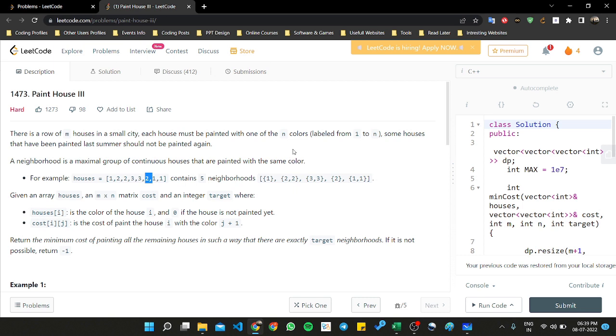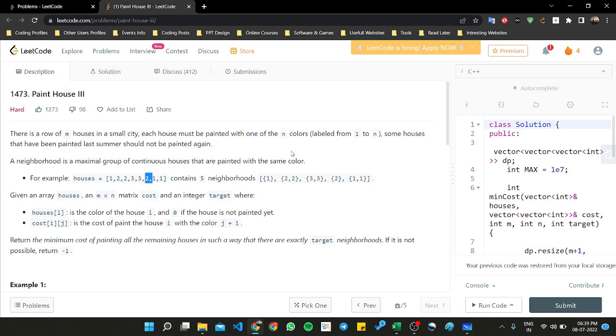In this problem, there are M houses arranged in a row in a small city, and each house must be painted with one of the N colors. Colors are labeled from 1 to N. Some houses are already painted. We don't want to paint those houses again, and the neighborhood is a maximal group of continuous houses.